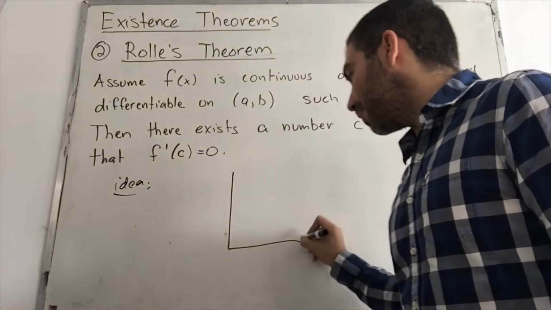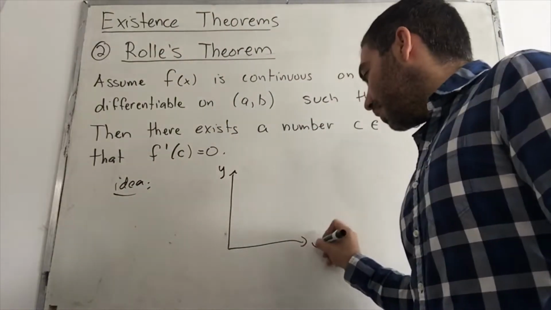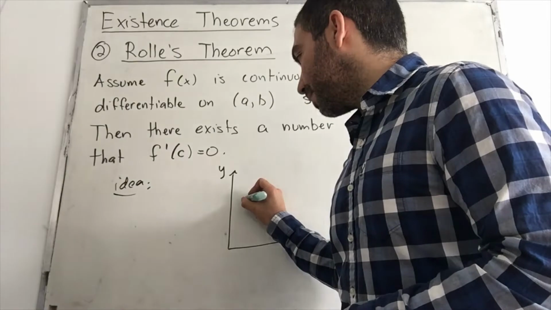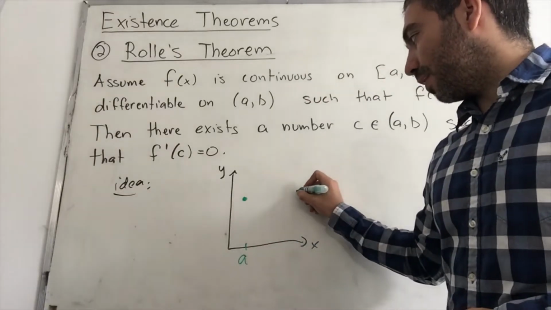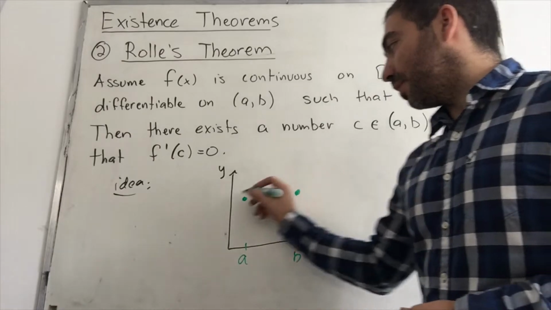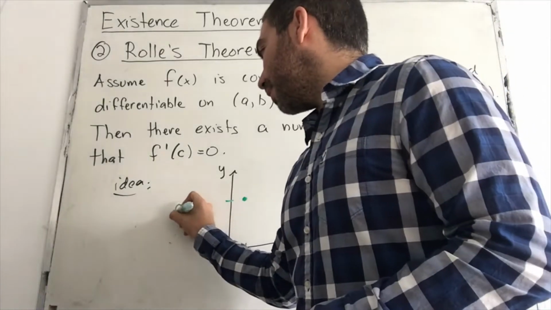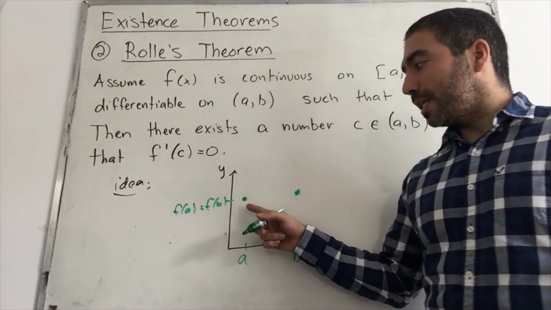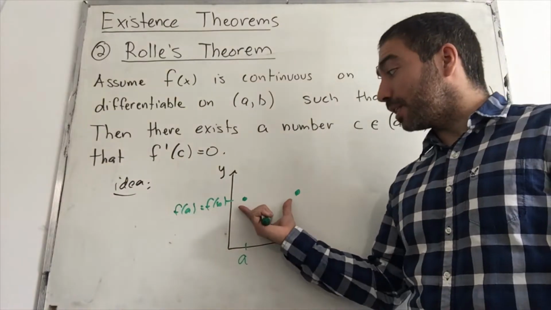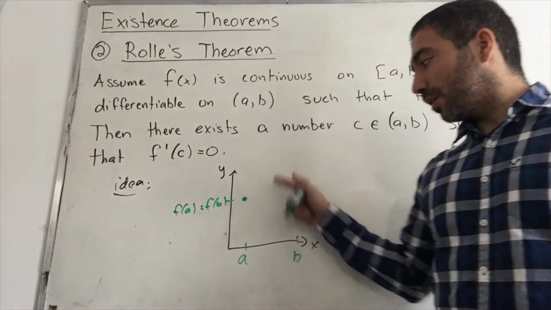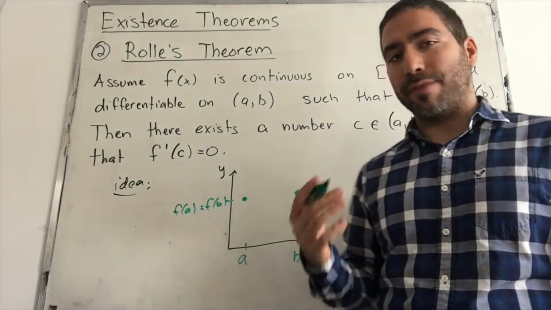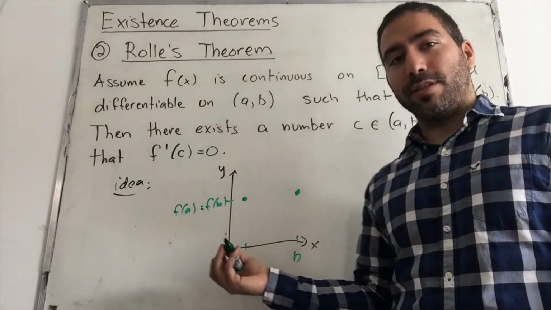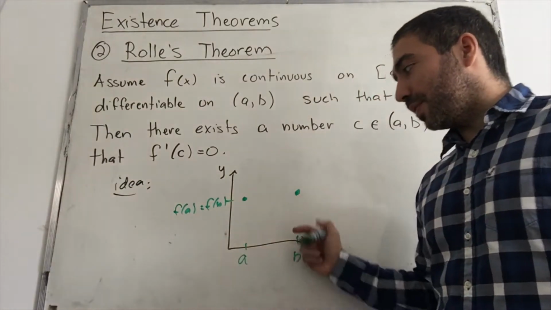Let's consider the function. Let's say this is the y-axis, x-axis. We have some point here, we'll call it A. B is here, on the same horizontal line, so f(a) equals f(b). What we're saying is we're going to connect these two dots with a continuous function, and at some point we're going to have some value between a and b where the slope of the tangent is 0, or its derivative is 0.